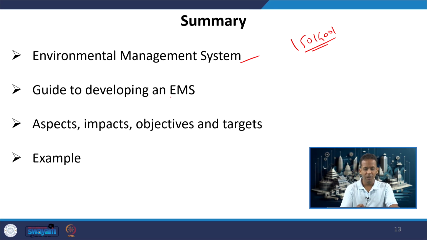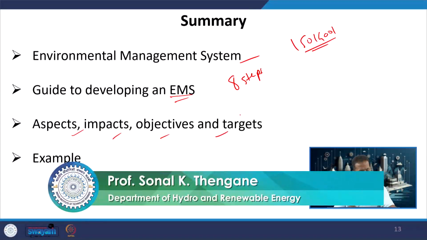Then the guide to developing EMS. There were those 8 steps as a guide to developing EMS which we went through, starting from environmental policy, aspects, impacts, objectives, targets, and then setting up KPIs, monitoring, auditing, reviewing. So, those points we will be covering in the next lecture. These 4 we have covered so far with some examples, and the remaining ones would be covered in the next lecture.